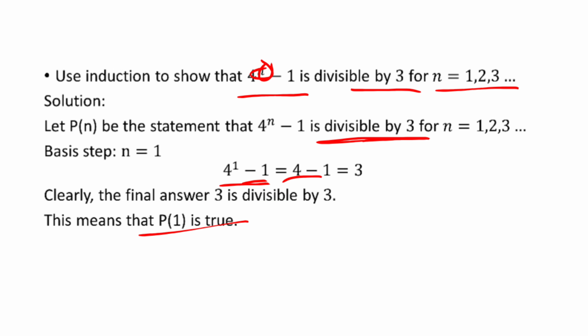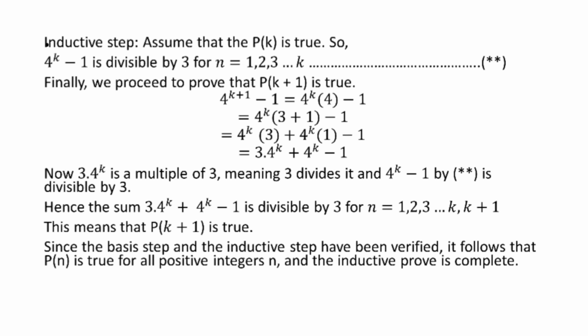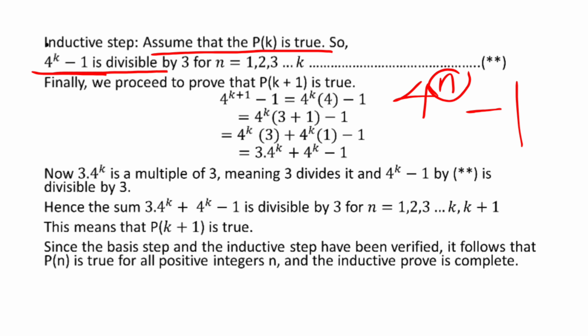We've checked for P1. We need to assume Pk and prove Pk plus 1. So next is the inductive step itself. Wherever we see n, remember the question is 4 to the power n minus 1, right? We want to check that it's divisible by 3. So wherever we see n, we're plugging in k. So that's what you have here. So we're going to assume Pk is true. So this will be true.